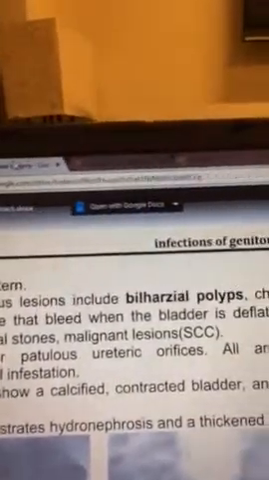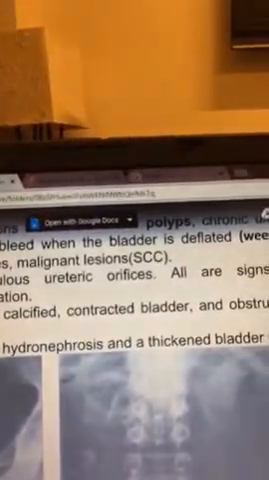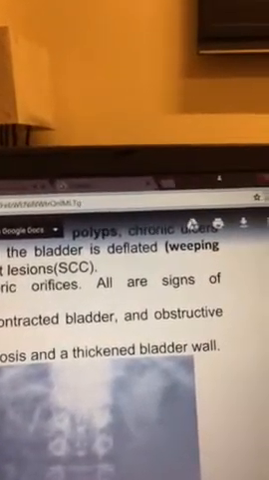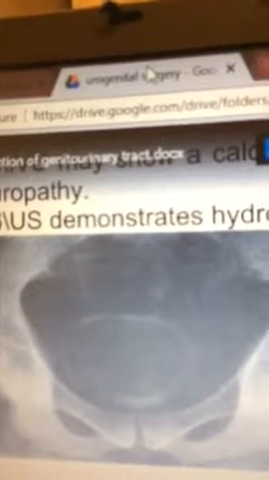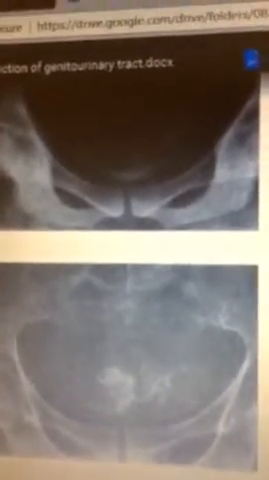IVU may show a calcified, contracted bladder and obstructive uropathy. Ultrasound demonstrates hydronephrosis and a thickened bladder wall. You can see here the calcified wall of the bladder. Here we can see the polyps or calcified material inside the bladder.